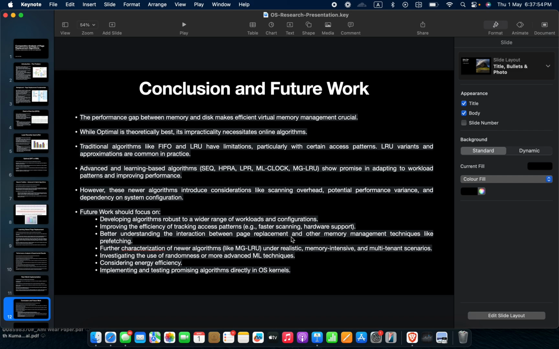Future work should focus on developing more robust algorithms, improving tracking efficiency, exploring interactions between page replacement and other memory management techniques, and investigating energy efficient considerations. The field continues to evolve towards algorithms that can better adapt to increasingly complex and diverse computing workloads. And that's it. Thank you for your attention.